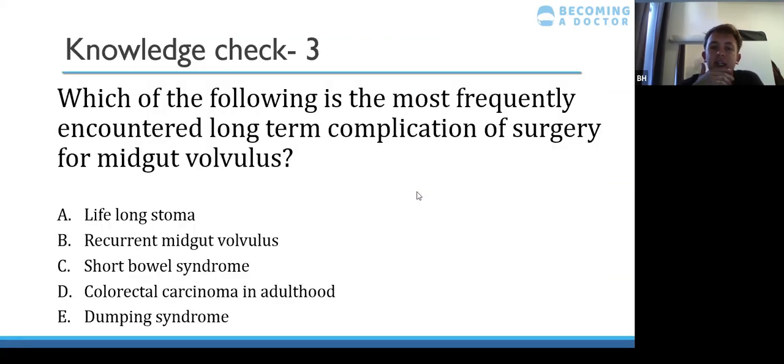Good. Just another little question. In terms of complications of surgery for midgut volvulus, which of the following is the most frequently encountered? Is it the need for a lifelong stoma? Is it recurrent midgut volvulus? Is it short bowel syndrome? Or is it colorectal carcinoma in adulthood? Or is it dumping syndrome? Have a little think about the basic mechanism of the disease. What is the most likely long-term complication?